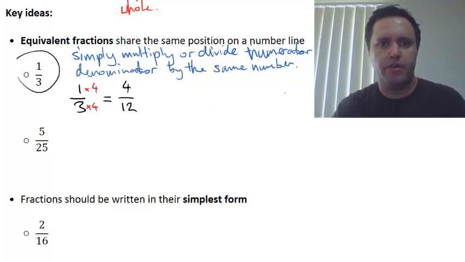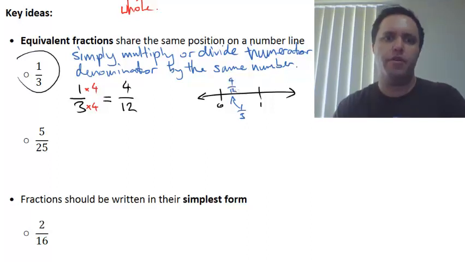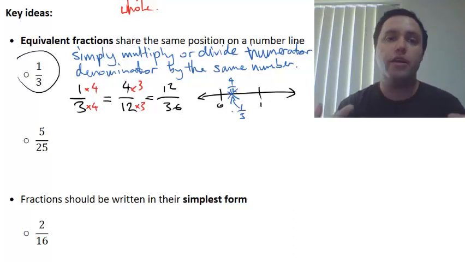And it means that if we were to have a number line here, here's 0, here's 1, 1/3 would be about here, and so would 4/12. Okay, they both reside on that same point on the number line. Now, we can also multiply it. We can just keep going. We can times this by 3 and times this by 3 and end up with 12/36 and keep going. And they'll all be equivalent fractions.